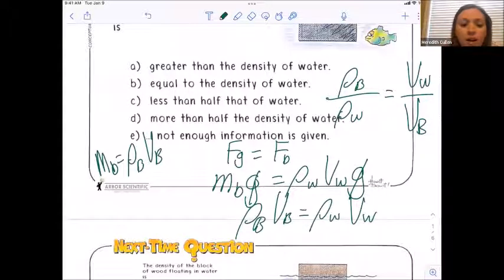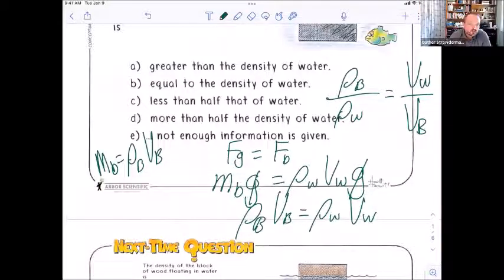Go for it, Meredith. Would you recommend waiting to teach specific gravity until you do buoyancy? That's a good question. So specific gravity is not an assessed topic on the AP Physics exams. So teach it or not teach it.